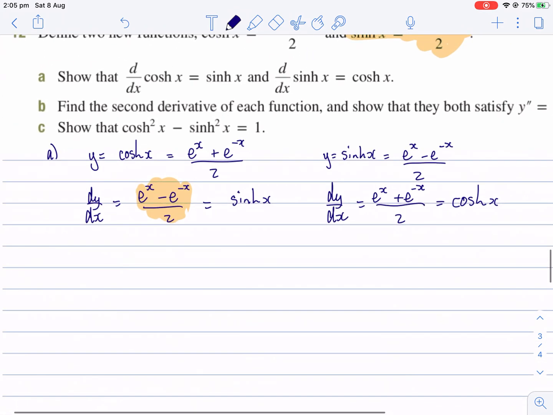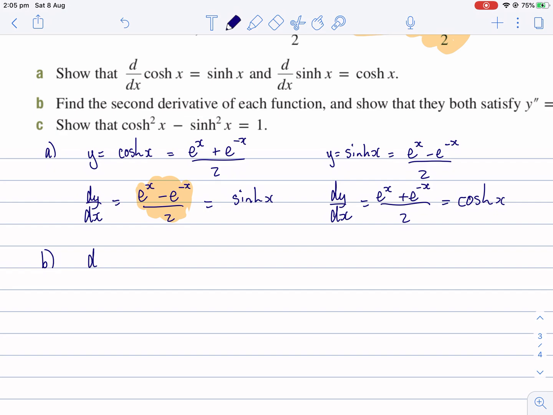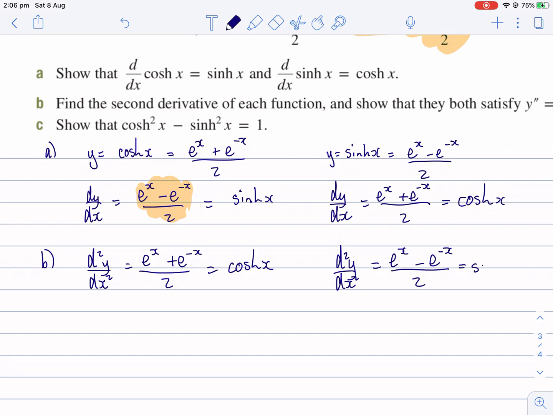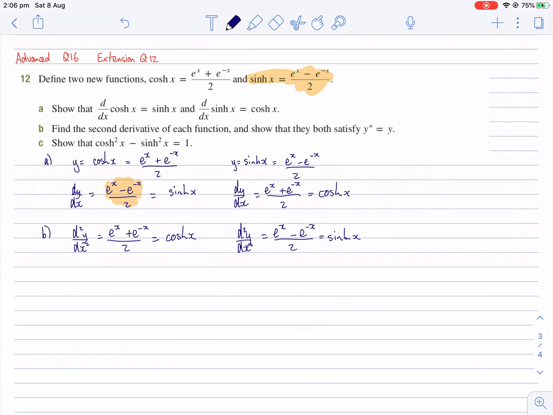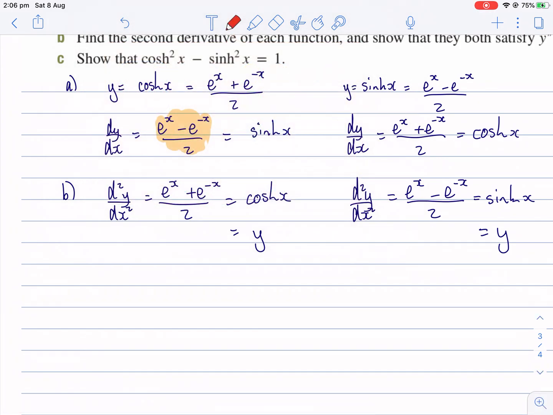Find the second derivative of each function. So d squared y dx squared, that's just how you write the second derivative. This time we're going to have e to the x take e to the minus x times negative 1, which is again cosh. Here we're going to have e to the x plus e to the minus x, but it's times negative 1, which is again sinh, the hyperbolic sine. This is what it started off with, this is what it started off with. Question C.